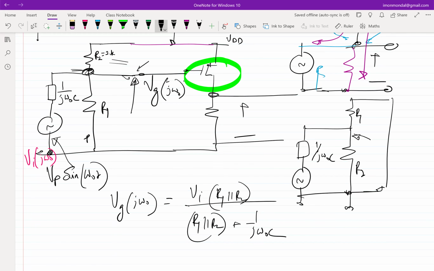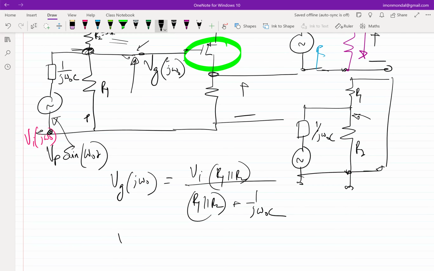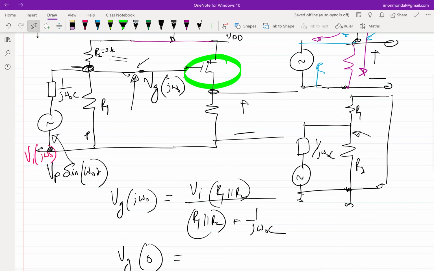Okay, so this is when there is only one input at frequency omega naught, but we have two inputs. The other input is at VDD. So if I have to find out Vg for a frequency of 0, in this particular topology, what will I get?